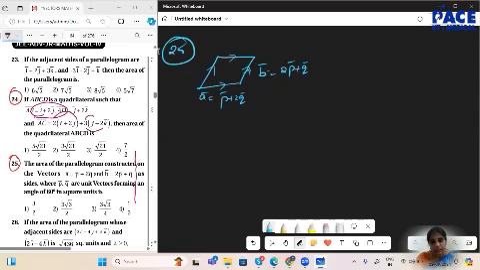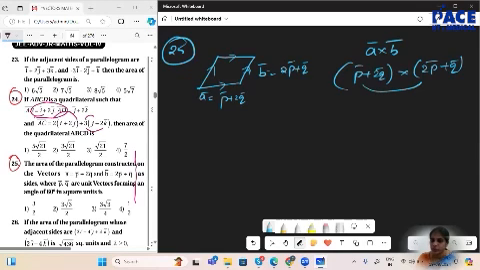Area of parallelogram is nothing but what? Just the magnitude of the cross product of the adjacent sides. A cross B is what your area of parallelogram is. Your A and B are given to be P plus 2Q and 2P plus Q. Now just take the cross product: P cross 2P is a zero vector. P cross P is always a zero vector, which we have already done many times.